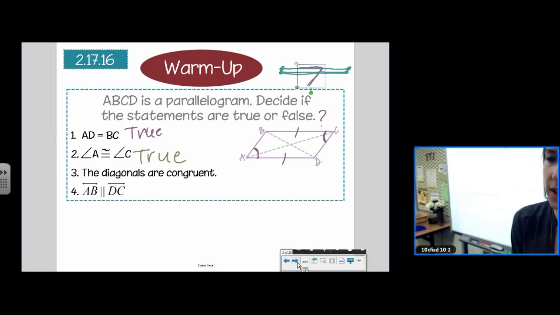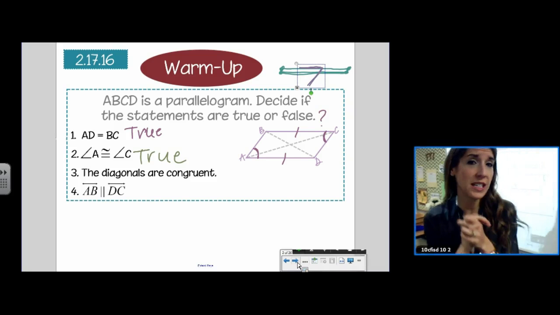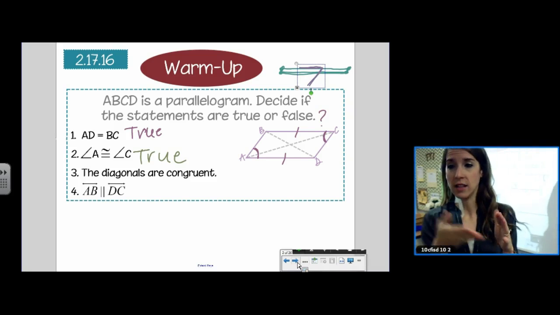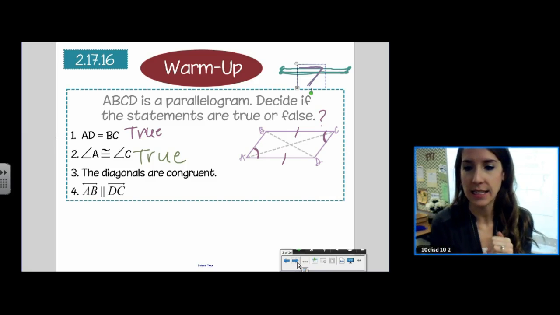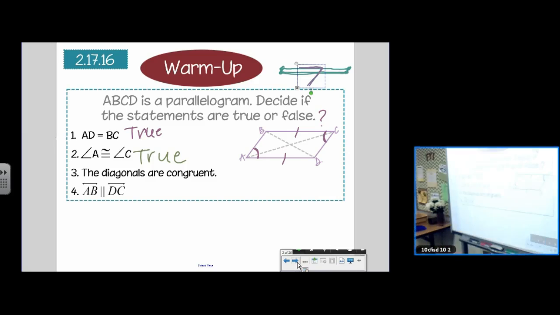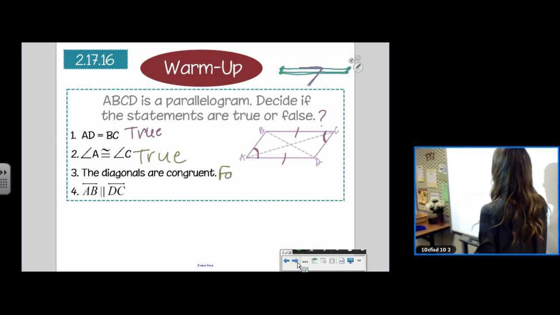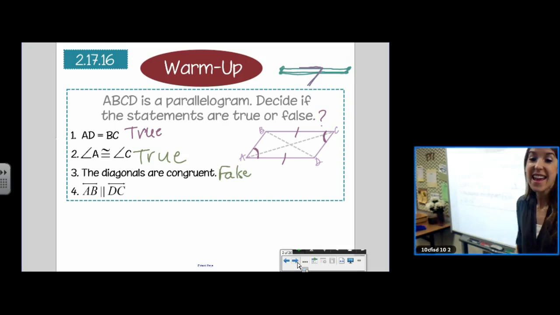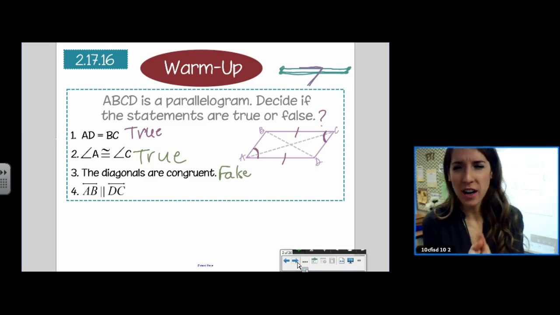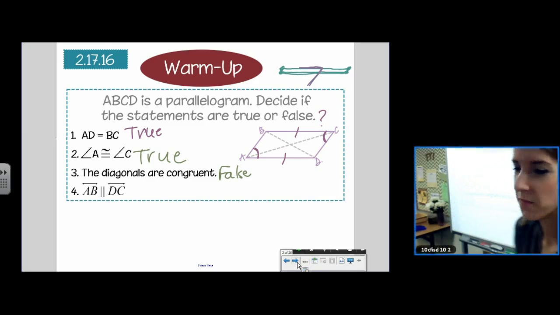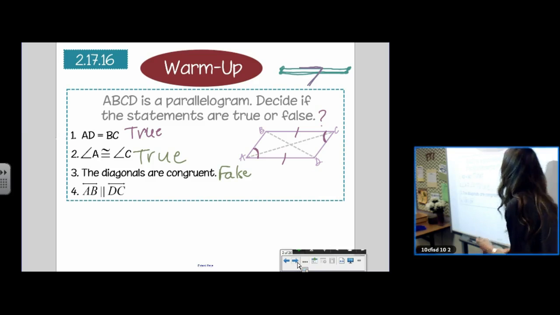Those diagonals are congruent. Some of my students didn't know what a diagonal was. Those are the dotted lines. BD is a diagonal and AC is a diagonal. Number three is false. No one spoke up. I bet some of you maybe were thinking it was false, but you didn't say anything. It is false, guys. Look at those dotted lines. Look at them. They don't look the same length, do they? I mean, maybe they do.